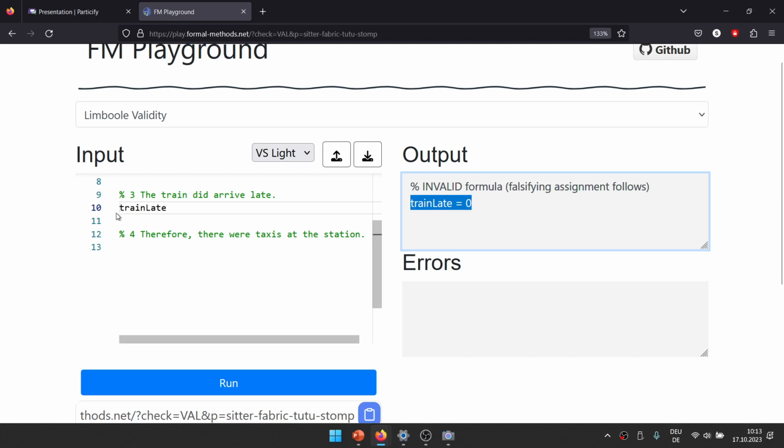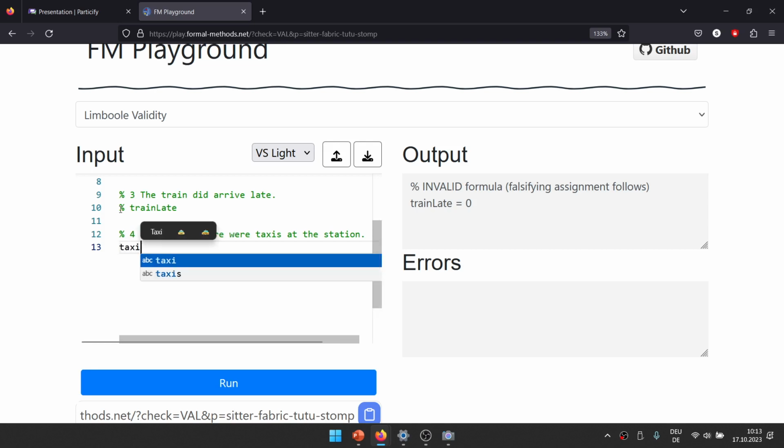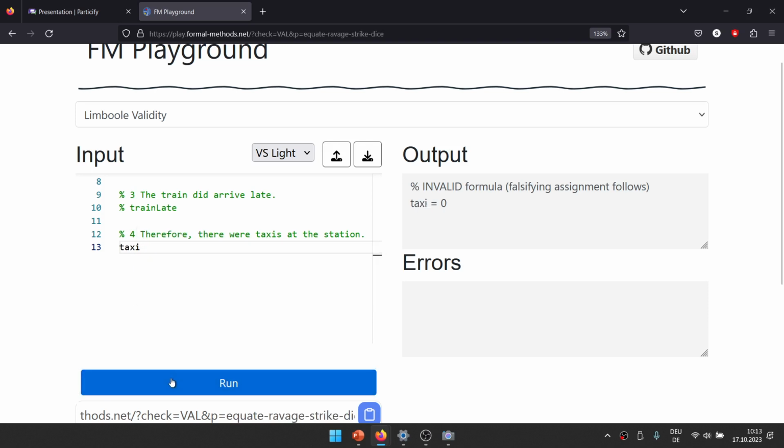Okay, so now the last thing. There were many taxis at the station. So this, therefore, we will ignore it for now. We'll just say there were taxis at the station. That's simply taxi, right? Yeah, okay.